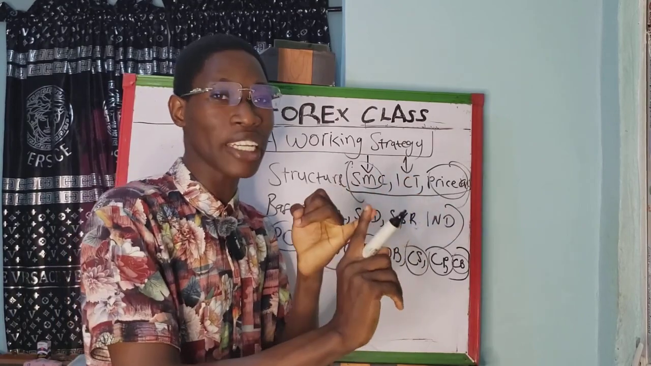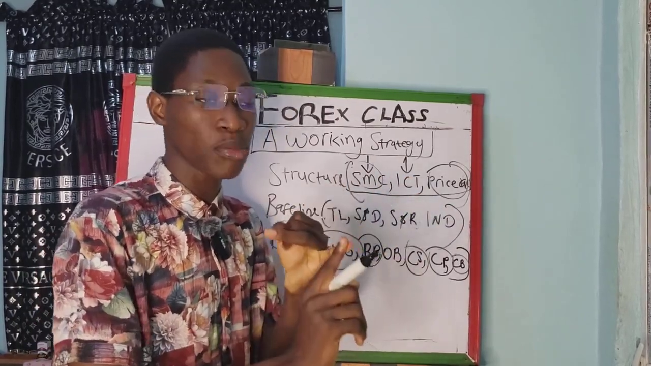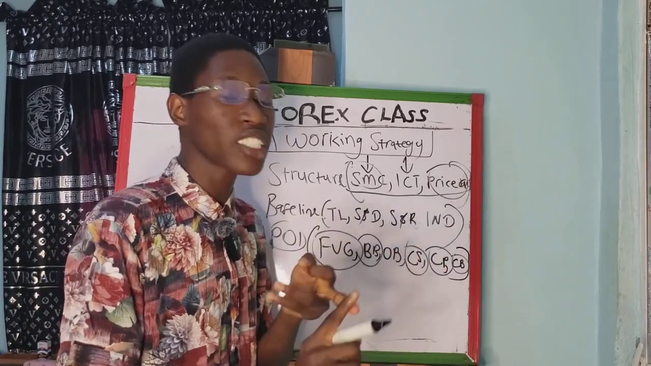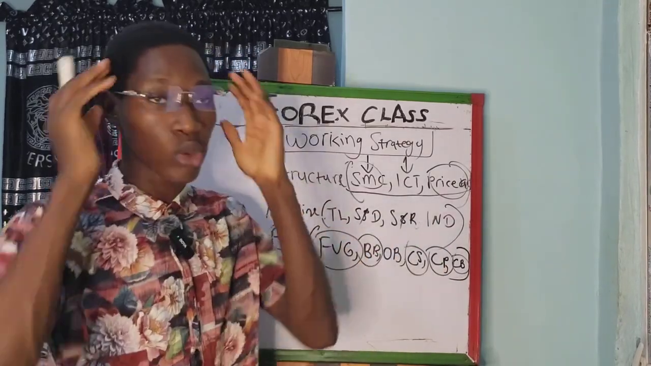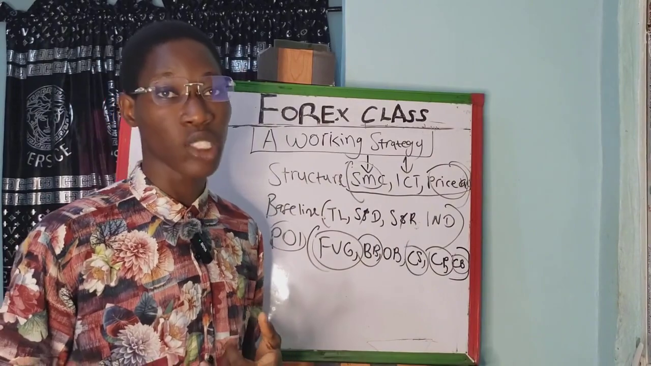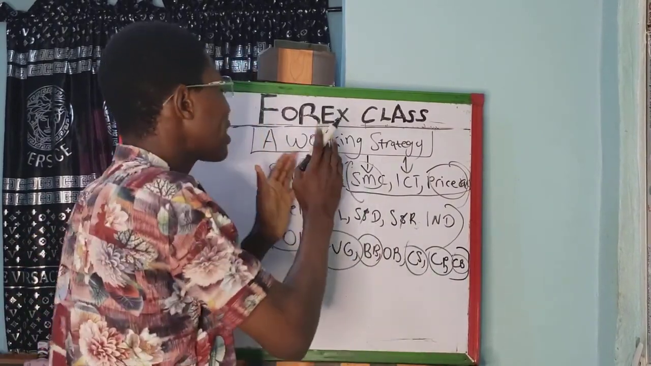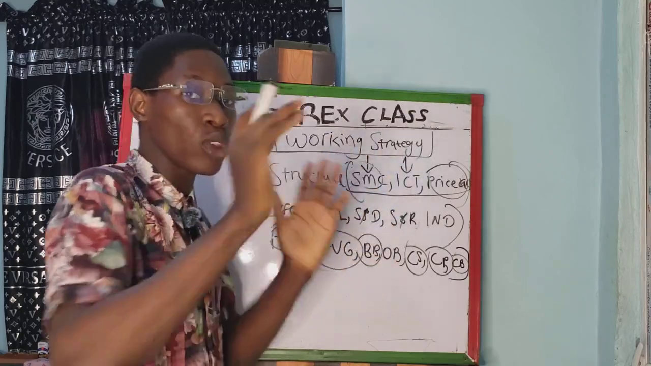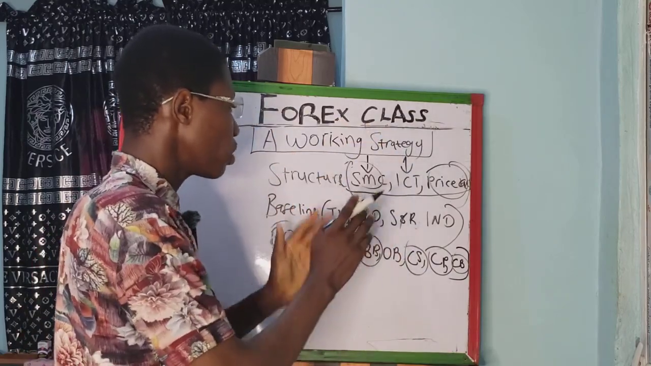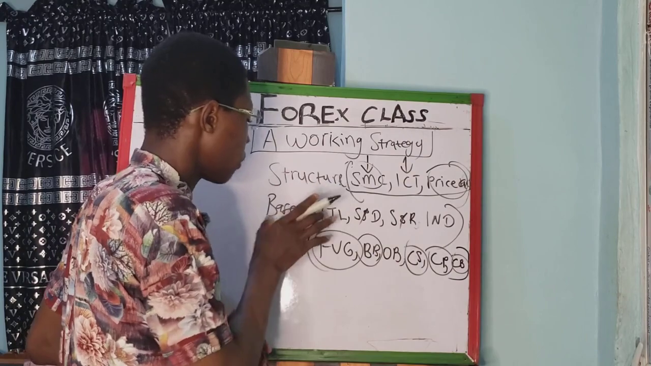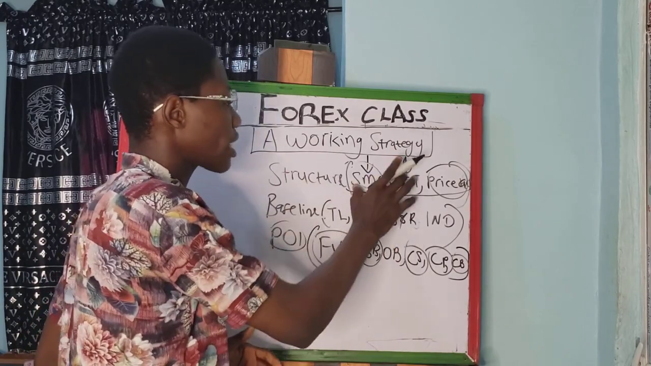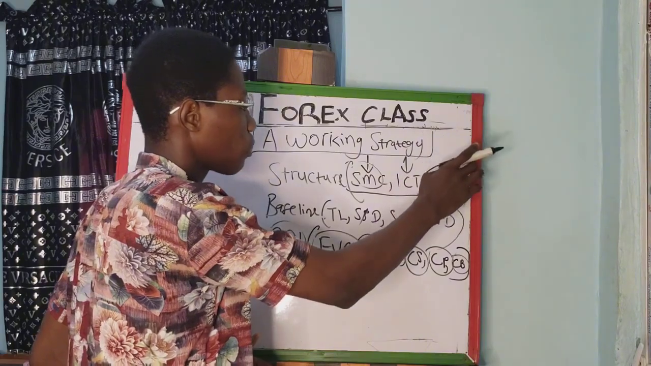There's a management skill, there's monetary management skill, trade management skill, risk management skill. There are a lot of other skills you have to learn, your psychological management skill as well. Creating a working strategy, which this particular Monday is tied to, is the structure, the baseline, and the POI, the SMC, Smart ICT, and the price action, right?